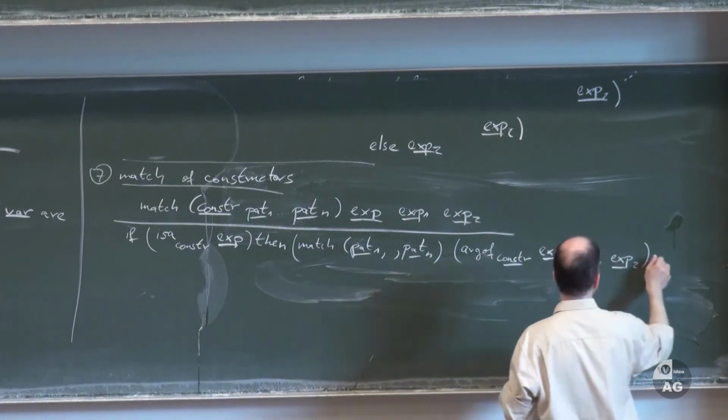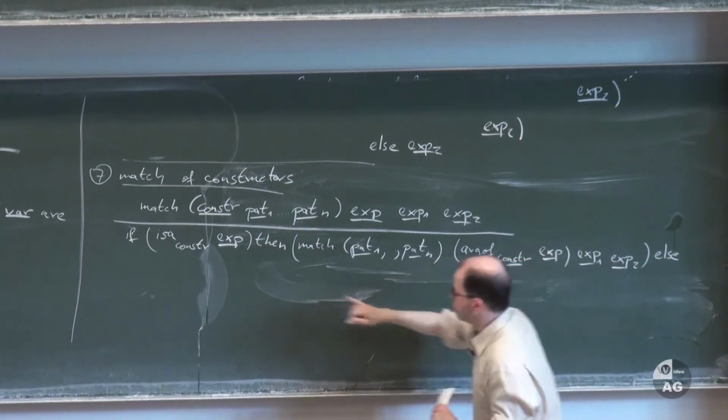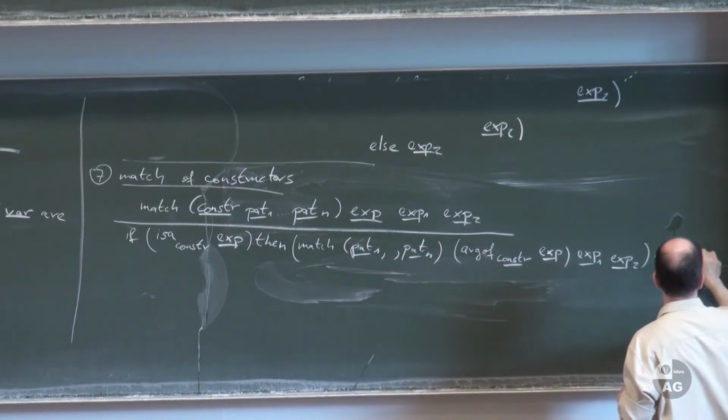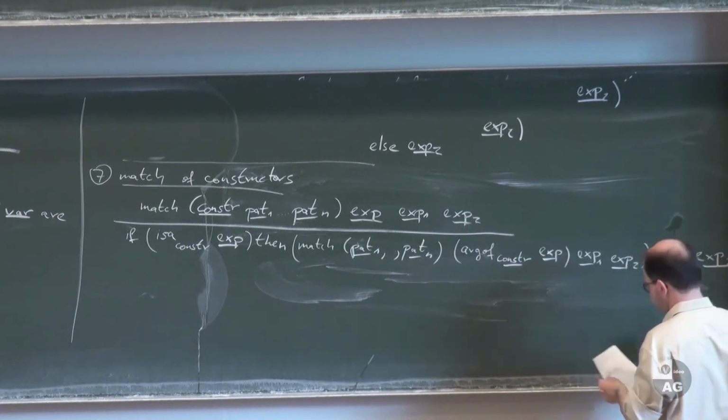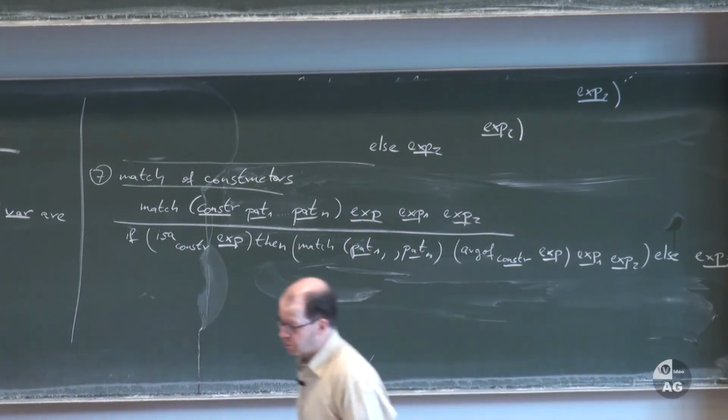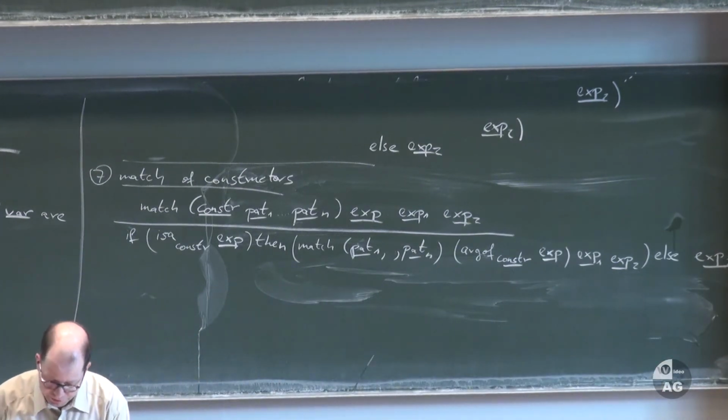And if this is not built with this constructor, then the matching fails for sure, and the result will be x2. So this is how pattern matching works for objects built with data constructors. So let's look at our example to see what's happening here.